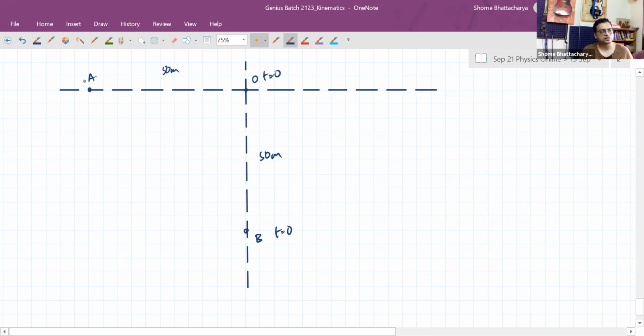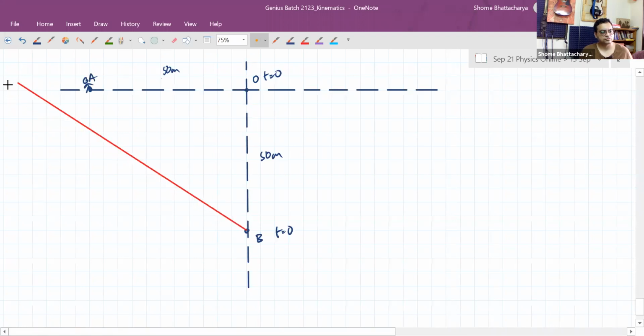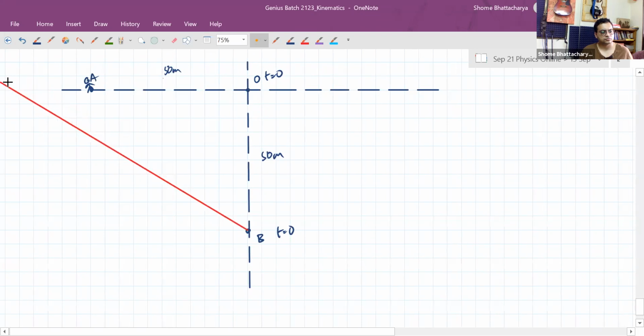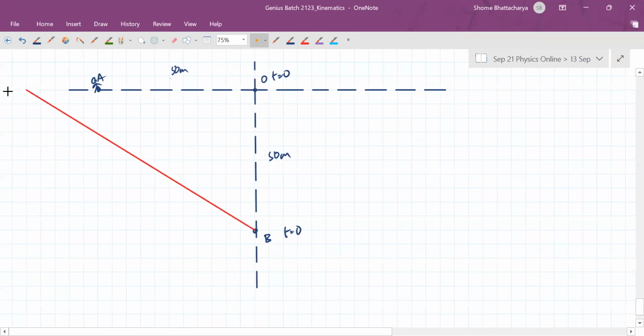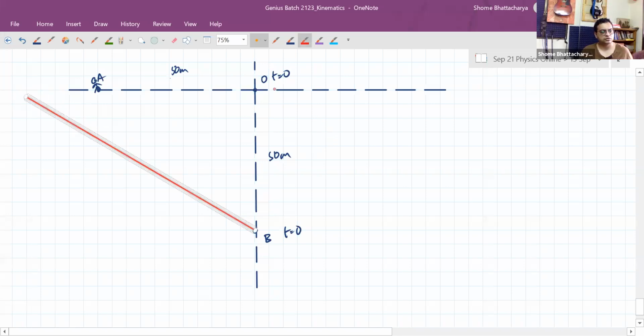Now let's say I'm observing this from A's frame. So my observer is here. So as discussed, this would move along a line like this. Then the shortest distance is perpendicular. Yes, we'll have to drop the perpendicular. We'll have to understand this geometry. Okay.